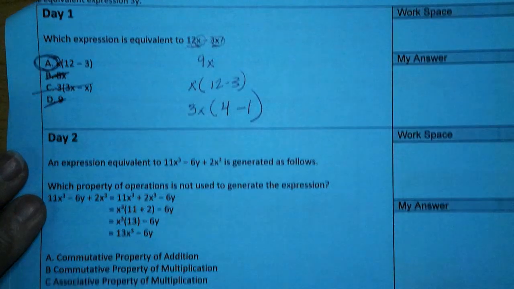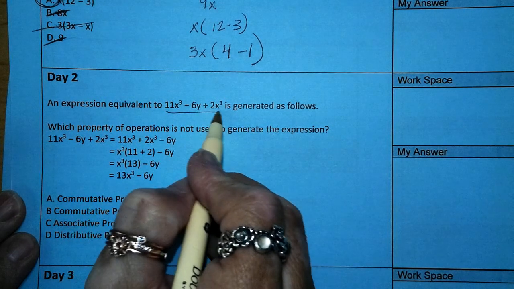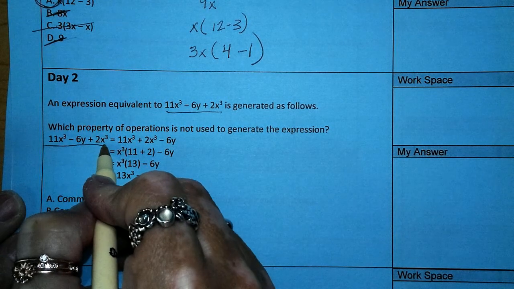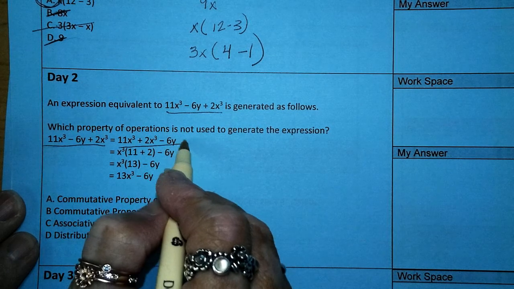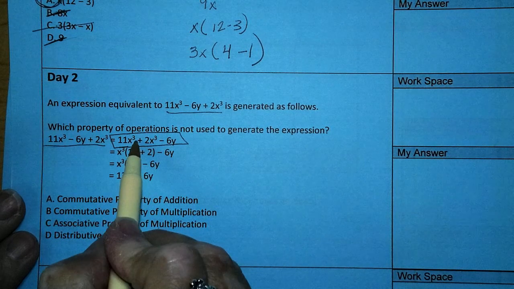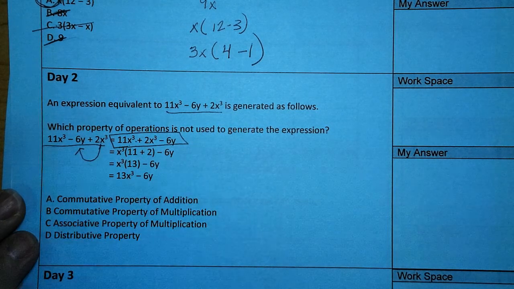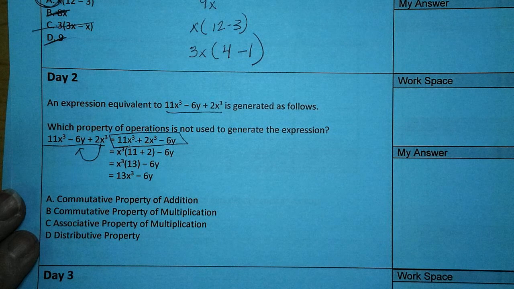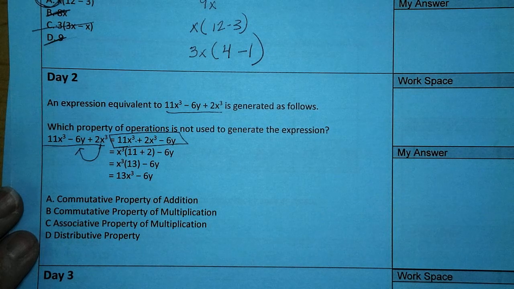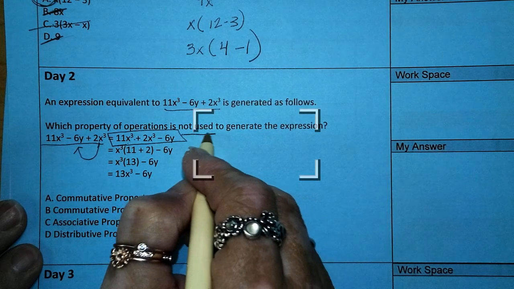Okay? All right. Day 2, they want to know what property took place. So if this is the original equation, this is the second equation. Hopefully you can see they rearranged and moved the 2x next to the 11x to the third. Okay? So it says which property is not used.